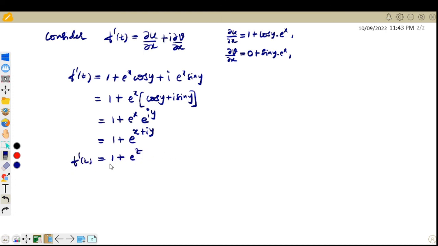So we have f of z is equal to z plus e raised to z. By differentiating, z with respect to z is 1 and e raised to z is e raised to z. So this is the derivative of f of z.